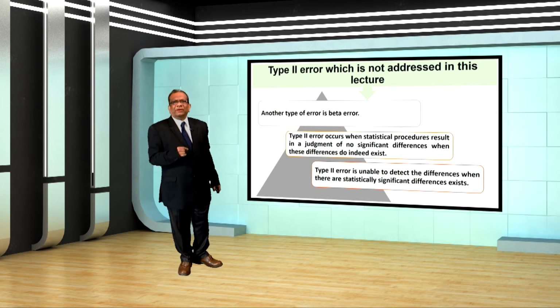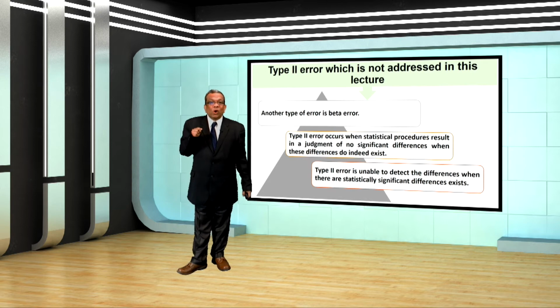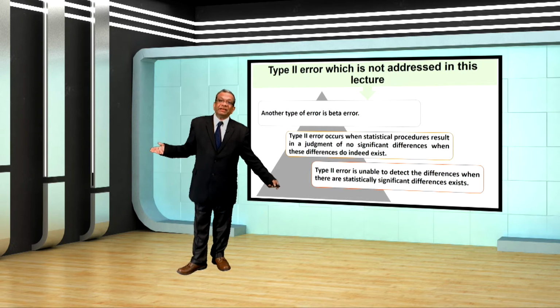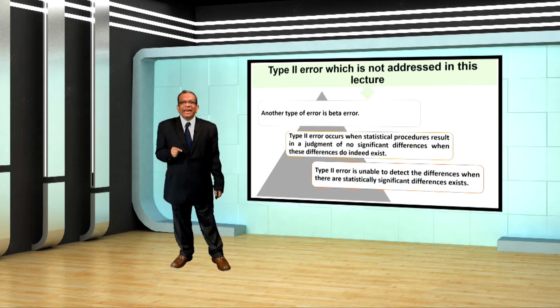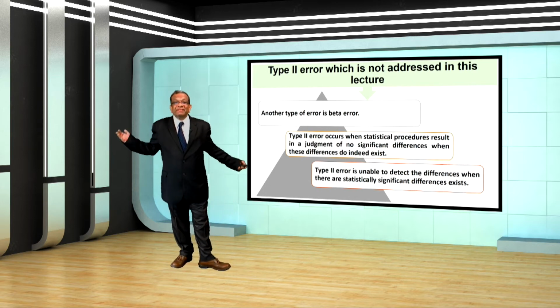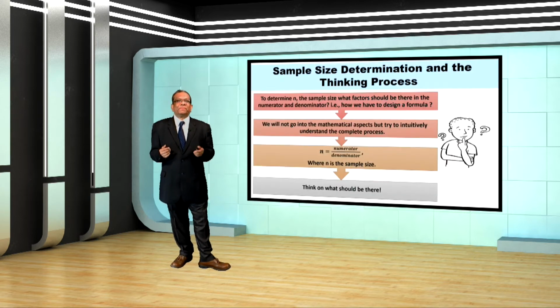Now, type 2 error, which is not addressed in this lecture, is a beta error. Type 2 error occurs when statistical procedures result in a judgment of no significant differences when these differences do indeed exist. Type 2 error is being unable to detect the differences when statistically significant differences exist.